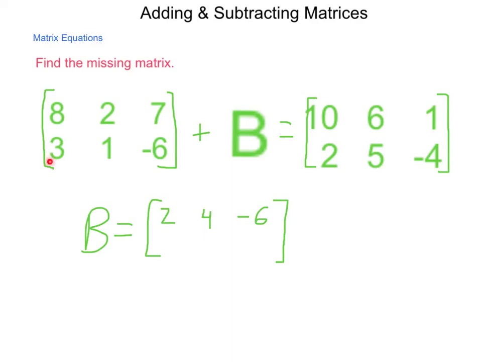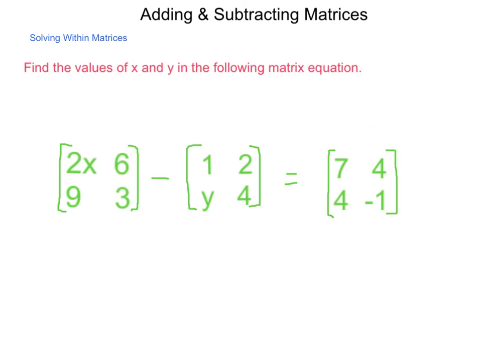And so it will continue. Start with 3, end with 2. That means I added a negative 1. Start with 1, end with 5. Then I must have added a 4 to it. And start with negative 6, end with negative 4. Then I had to have added a positive 2. So matrix B, in order to have this equation be true, is 2, 4, negative 6, negative 1, 4, 2. We can solve for an entire missing matrix in this manner, or we can solve for an individual element.